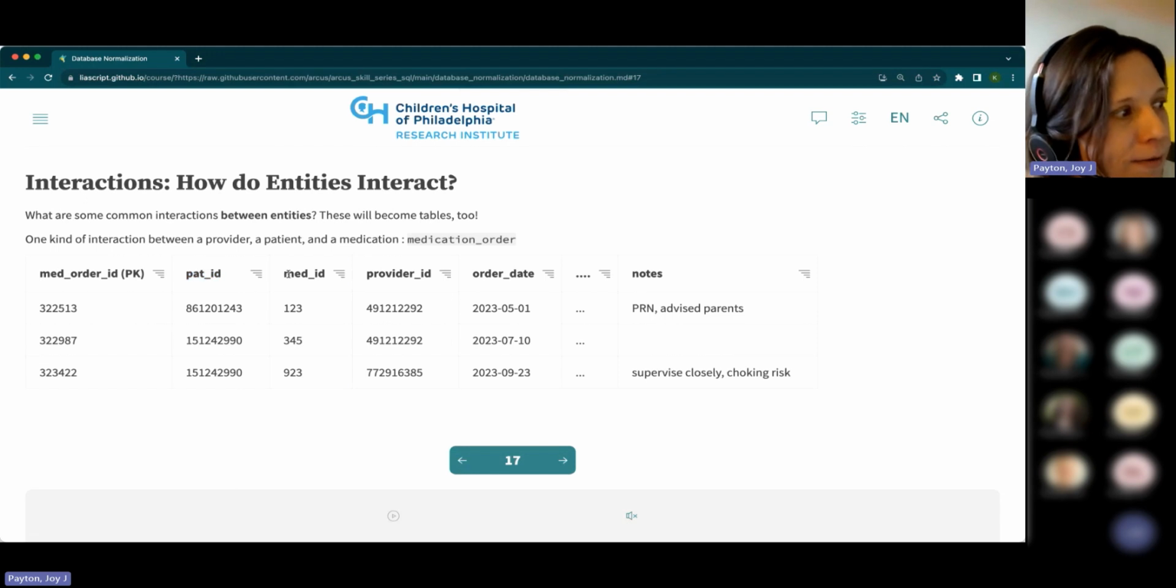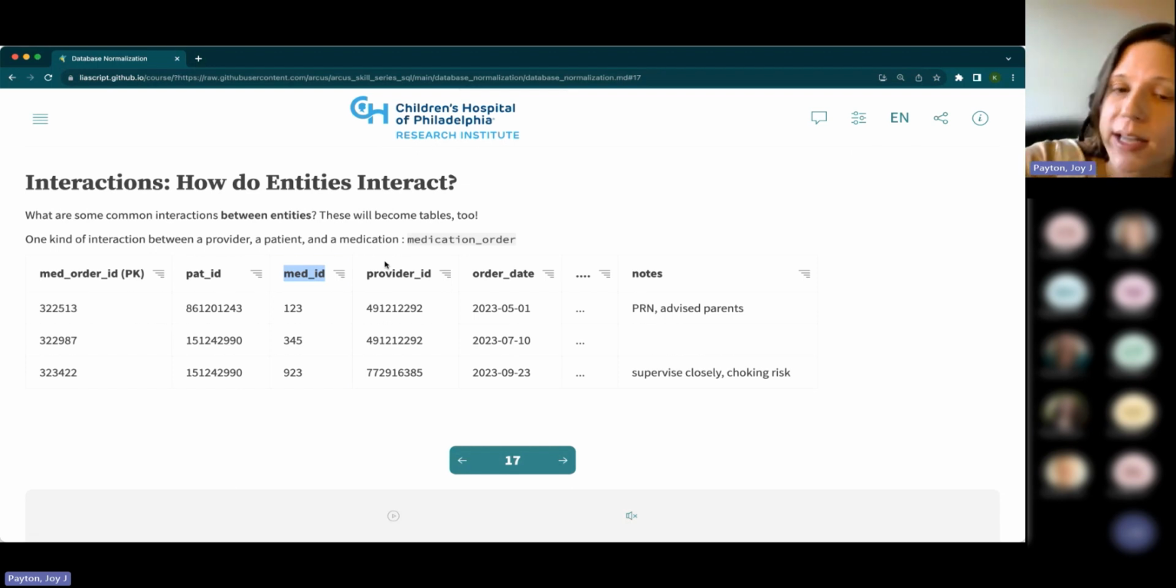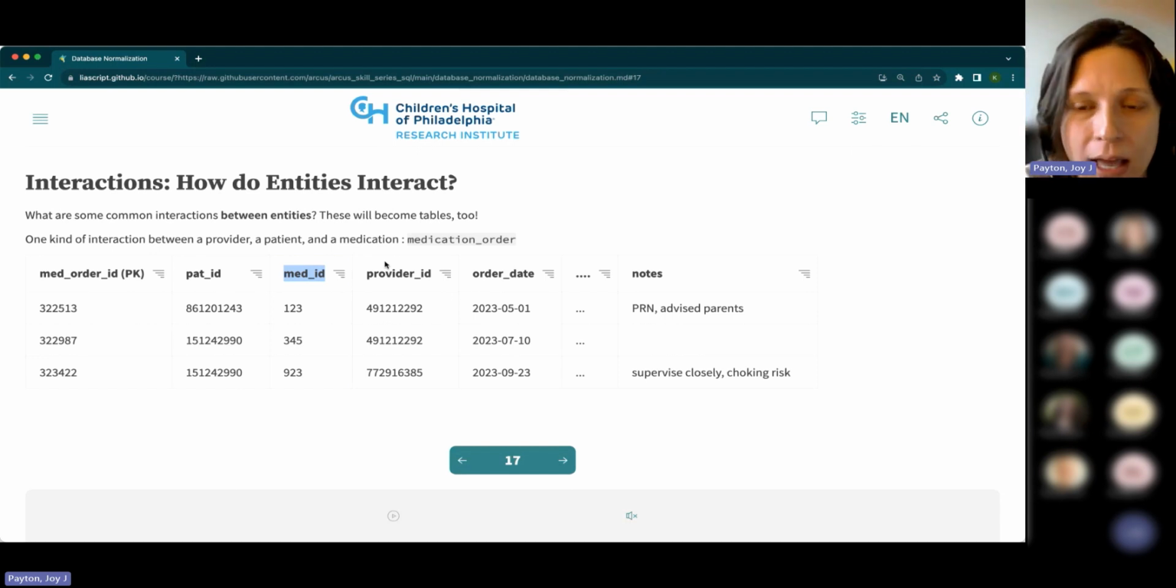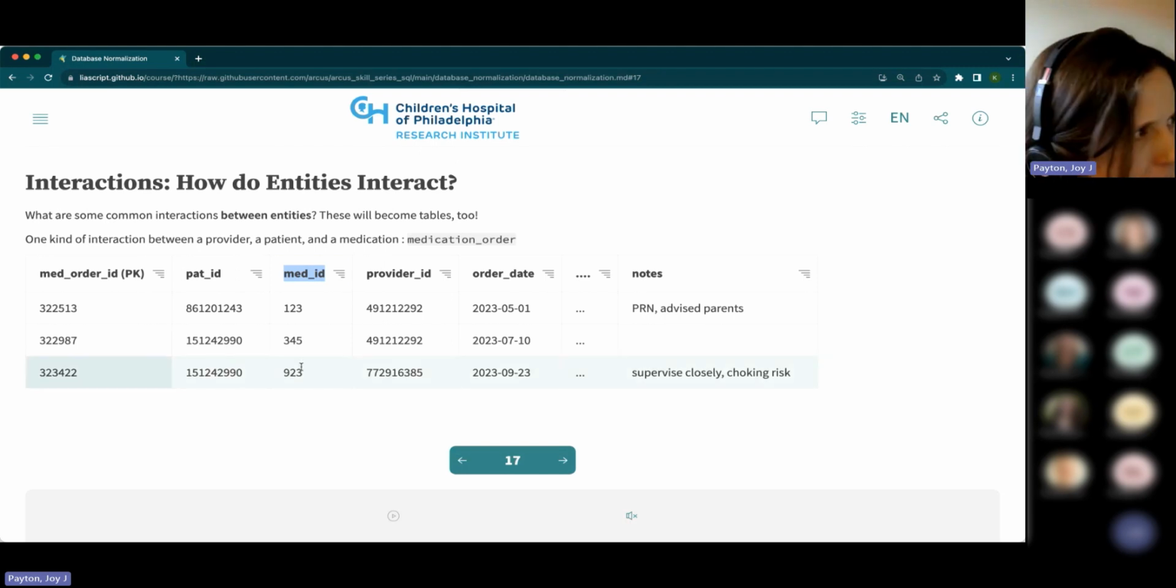Similarly, med ID is a foreign key. It originated somewhere else. And if we want to find out more about this medication, we can go to that table that it originated from, the medication table, and look up, what is med 123? What's its generic name? What's its brand name? What is its drug classification, right? So we can get details by going back to the originating table.